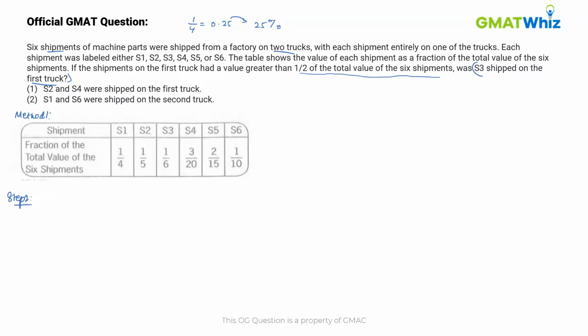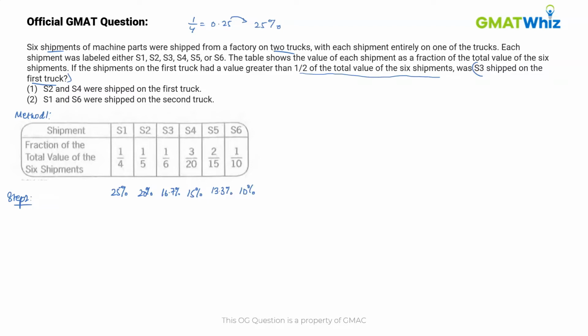Now 1 by 4 is 0.25, which is equal to 25%. So shipment 1 contains 25% of the total value of the shipments. 1 by 5 is 0.2. So shipment 2 contains 20% of the total value of the shipments. Similarly, shipment 3 will contain 16.7% of the total shipments. Shipment 4 will contain 15%. Shipment 5 will contain 13.3%, and shipment 6 will contain 10%.